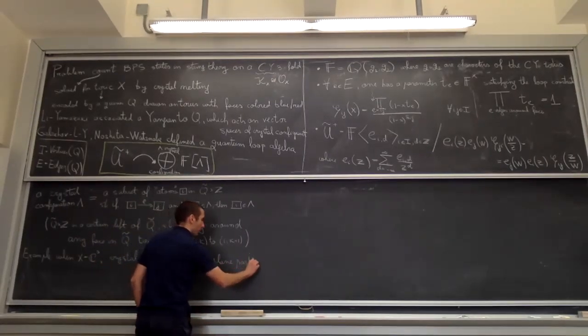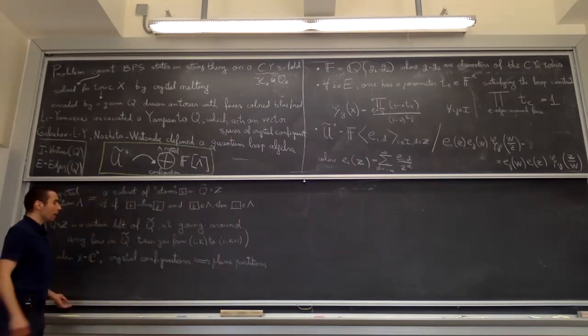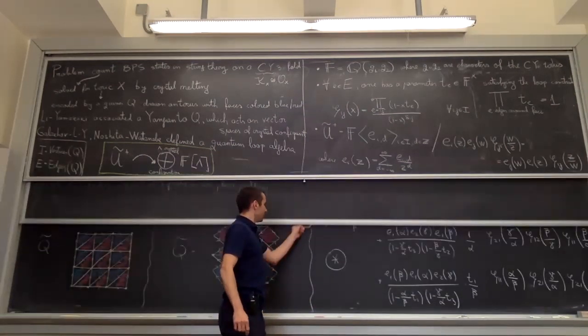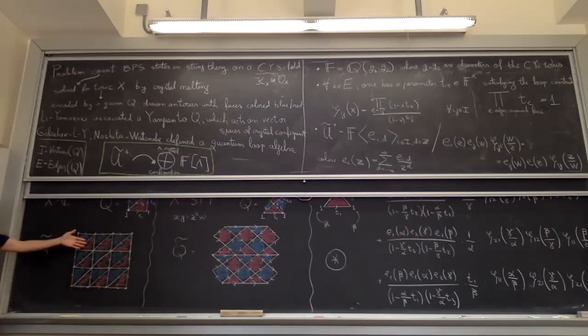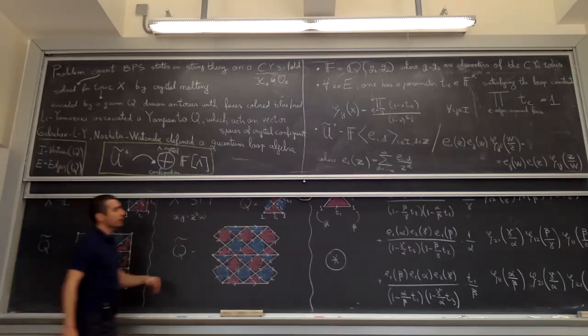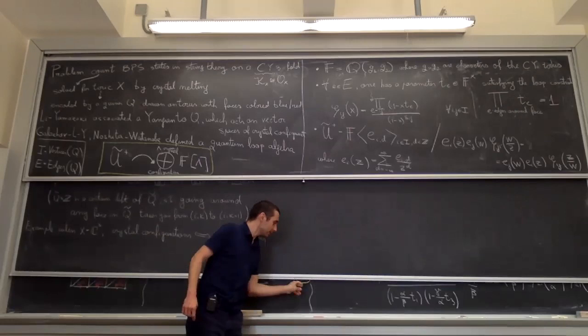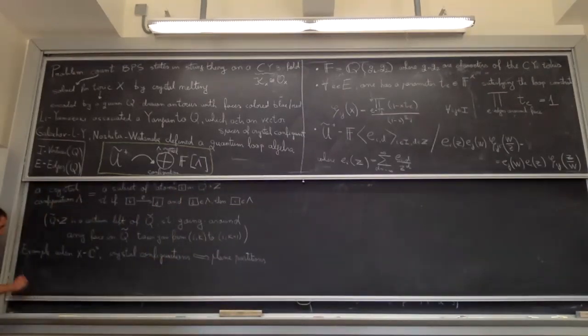So what is Q tilde in the case of X equal to C3? Well, you can see that Q tilde is identified with the lattice in Z2. It's a two-dimensional lattice. So Q tilde times Z is the standard lattice in Z3. And the edges in this standard lattice in Z3, so in Q tilde times Z, look like this.